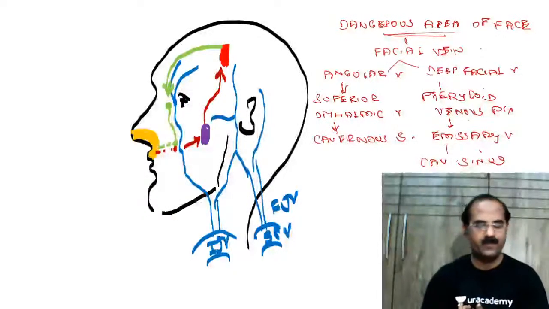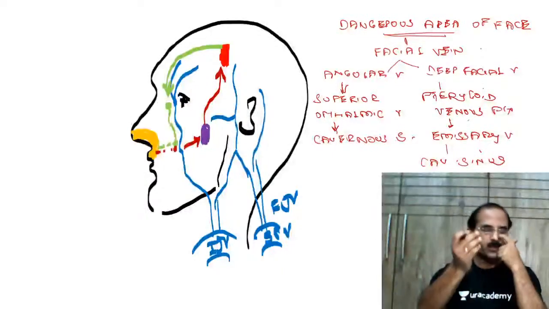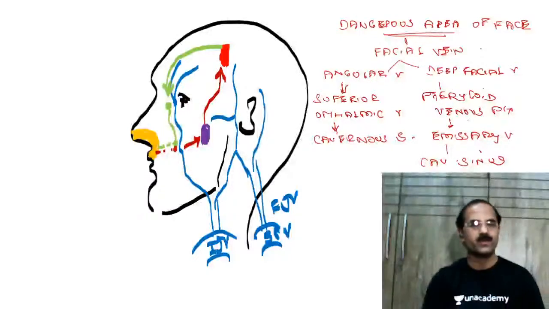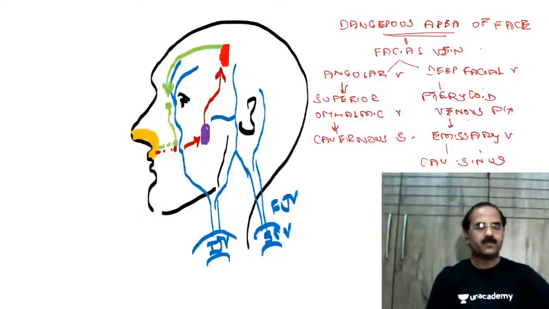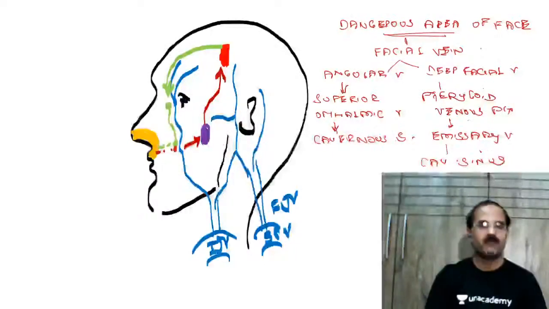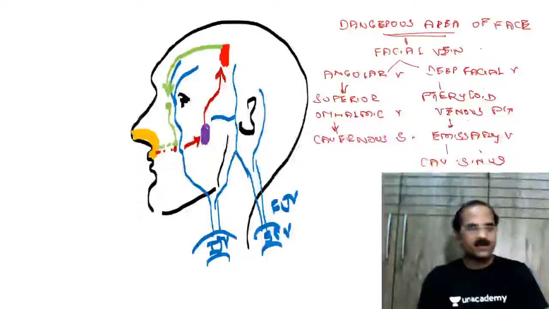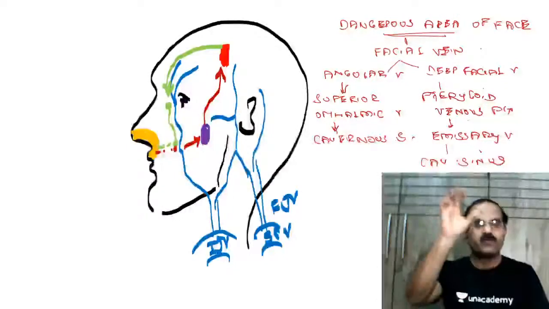Sensory nerve supply. Just quickly tell me, what is the motor nerve supply of the face? Answer this. I'll ask you questions. Whatever you know, you can answer. The motor nerve supply of the face is by the facial nerve.